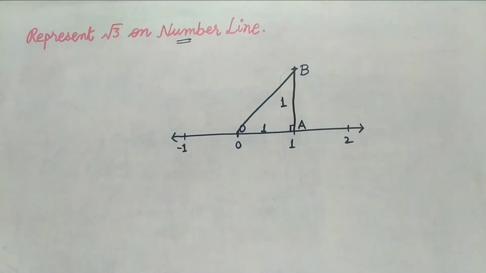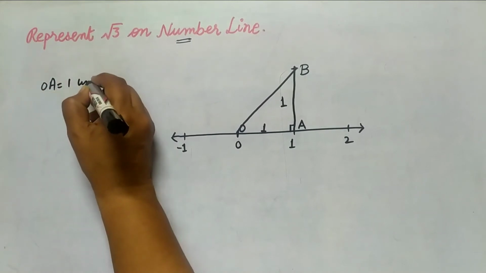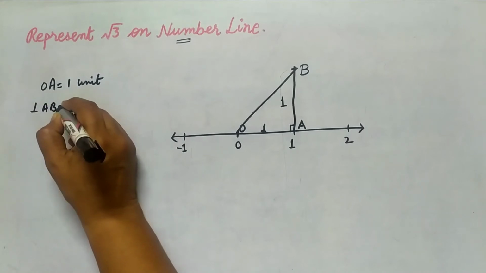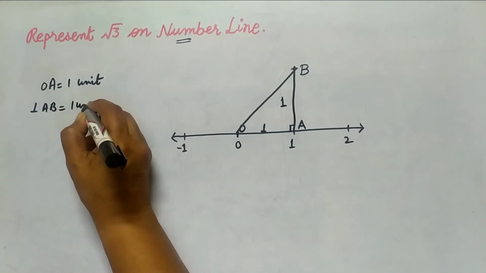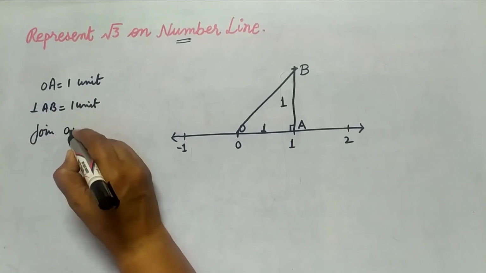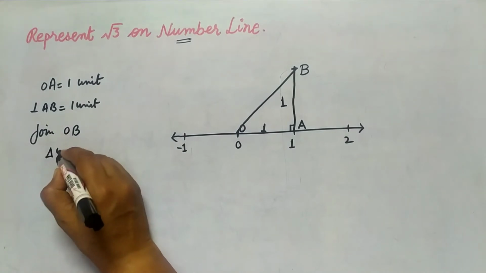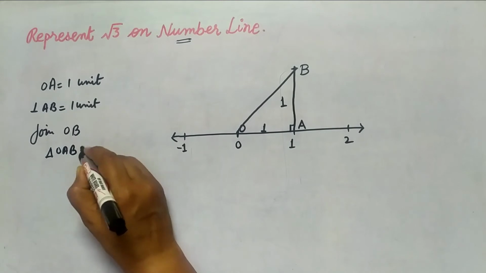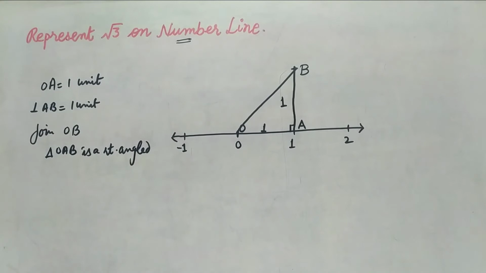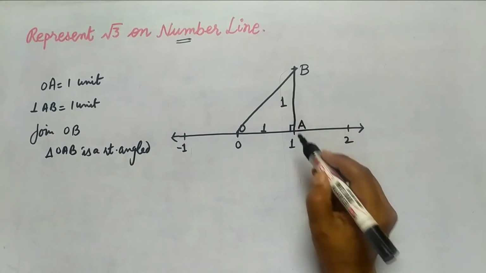like this. So what we did? OA as 1 unit, then perpendicular AB as 1 unit, and join OB. Now we can see that triangle OAB is a right angle triangle. It is a right angle triangle with right angle at A, where we draw the perpendicular.